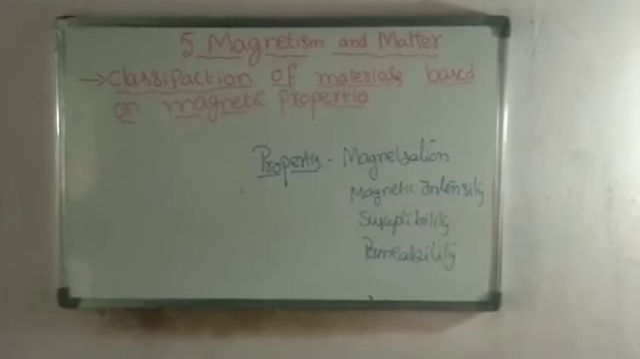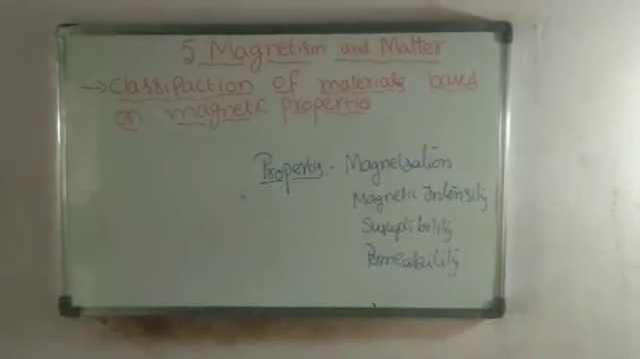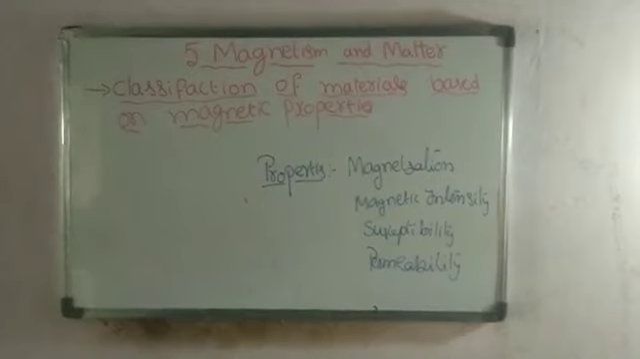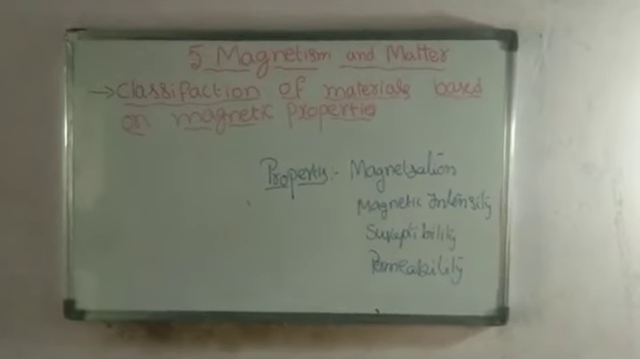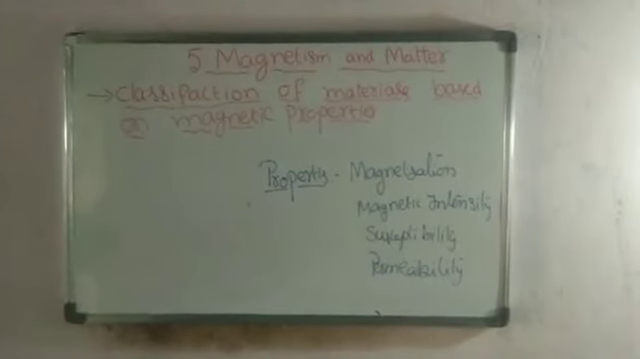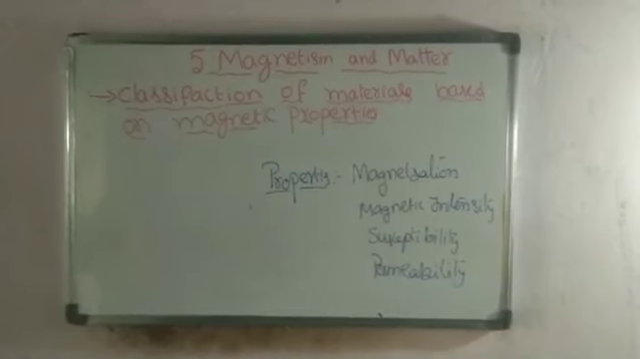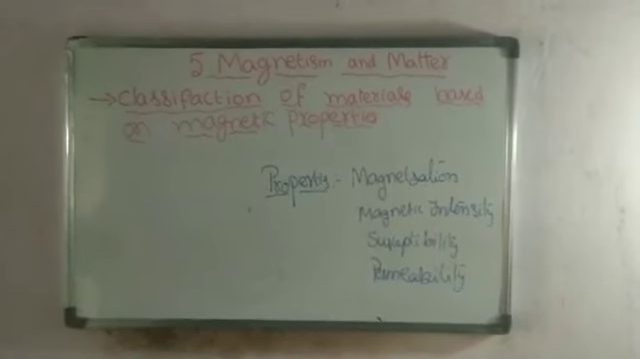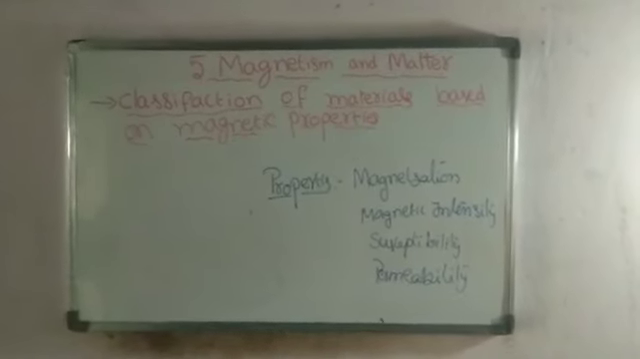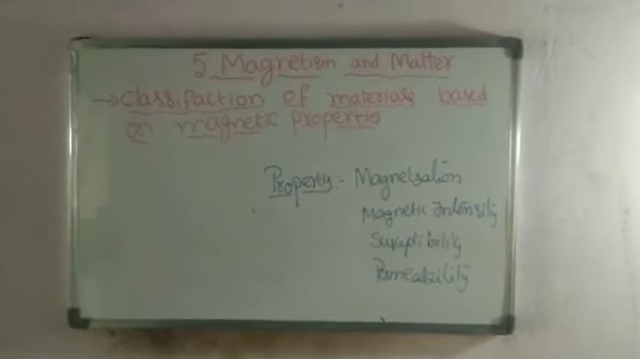Next, third property is susceptibility. Susceptibility gives the ability of magnetism, meaning how the material gets magnetized and how much it gets magnetized, that is explained by the susceptibility. Next one is permeability. What is permeability? Permeability is the ability of the magnetic field in a magnetic material. So these are the four properties. Based on these four properties the materials can be classified.